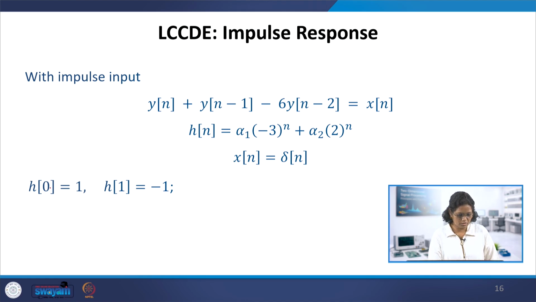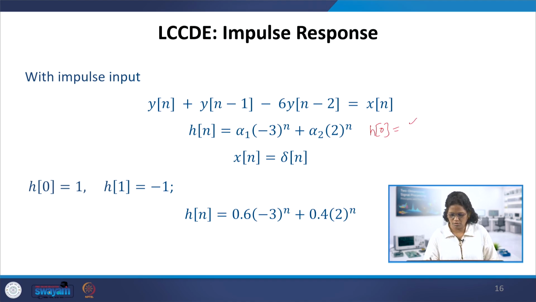So, if we get this h of 0 and h of 1, then we get this h of n, alpha 1 and alpha 2 values. If we put h of 0, we get alpha 1 plus alpha 2, this is one equation, and h of 1 would give alpha 1 into minus 3 plus alpha 2 into 2. So, we get these two equations, and with 1 and minus 1, the h of 0 and h of 1, we can get the h of n from this. Solving these two equations would give alpha 1 and alpha 2 here.